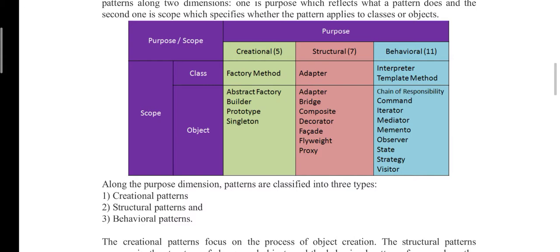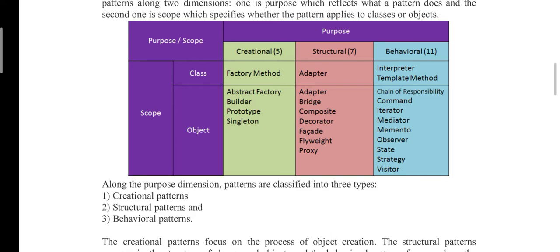Whereas in the structural, adapter, bridge, composite, decorator, facade, flyweight and proxy, they are applicable to the object. Whereas in the behavioral, why are we saying they are applicable to the object? Because they are related to the object. They show how the objects can communicate. According to where that design pattern works, if it works on the class, then it comes under the class scope, or if it works on the object, then it comes under the object scope.